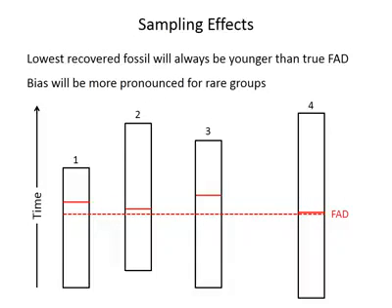So because of these sampling effects, the lowest recovered fossil will always be younger than the true first appearance datum, or FAD. The bias, or the distance between the observed occurrence and the true first appearance, will be larger for rare taxa, which have more and larger gaps in their record, and those rare taxa may also be lost altogether.